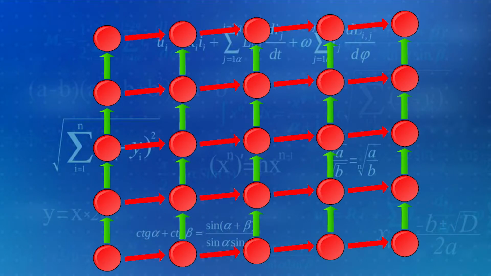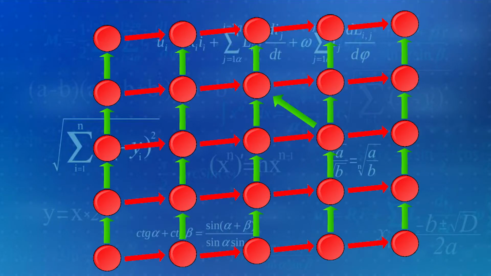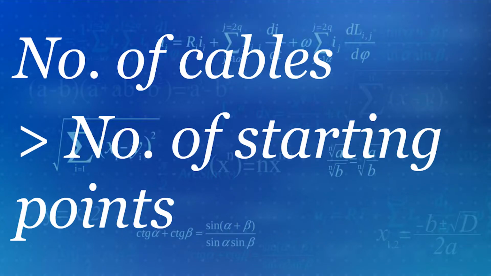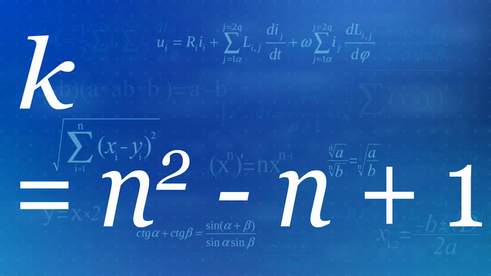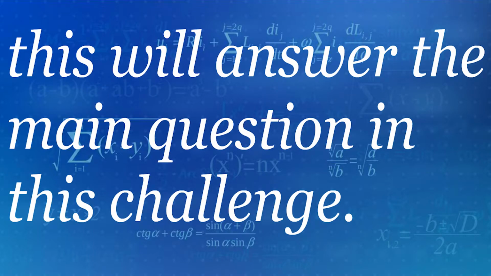Observe also that in our example, we cannot add even one more cable to either company. Indeed, otherwise the number of cables will be greater than the number of starting points, which is against our assumption. This may suggest that if K is equal to n square minus n plus 1, then we must have a common transportation. We will prove next that this is indeed the case, and this will answer the main question in this challenge.